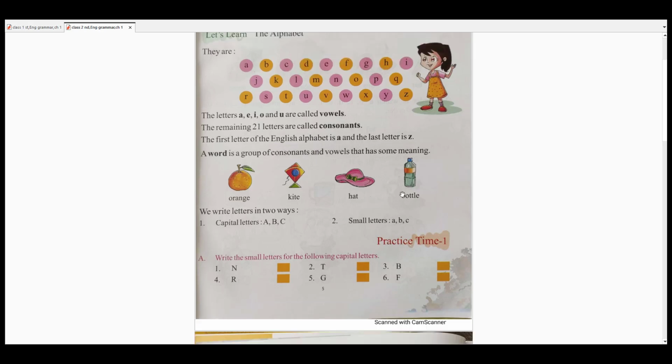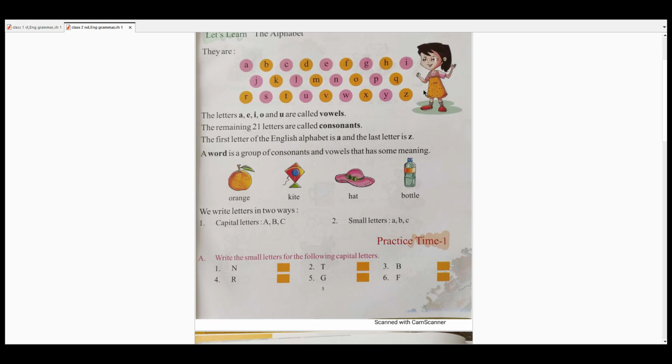A word is a group of consonants and vowels that has some meaning. Now the book has given the definition of a word. So what are we doing with these alphabets? We have 26 alphabets. We have to use them somewhere, right? But where do we have to use them? We form different words using these 26 alphabets.